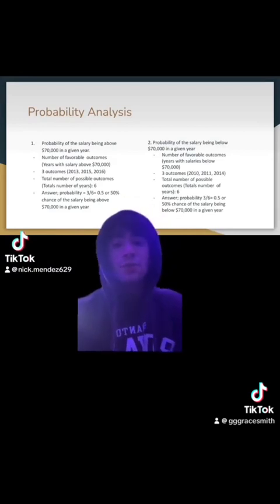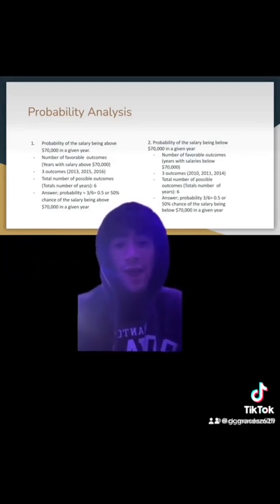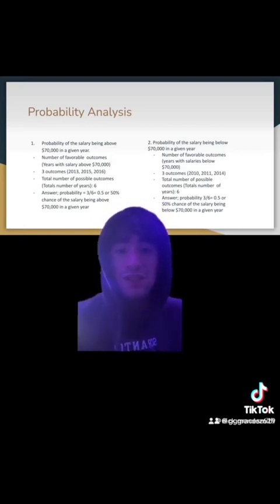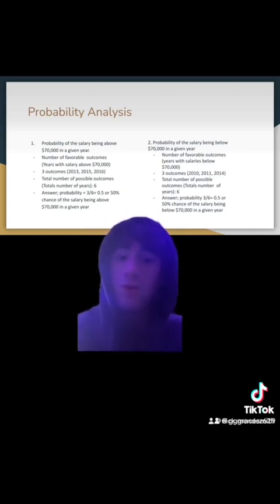I will be talking about the probability analysis of the RN salary. The first one is the probability of the salary being above 70,000 in a given year. There are three outcomes within the numbers: 2013, 2015, and 2016. The total number of possible outcomes is 6. With the math, the answer is 3/6 or 0.5 or 50%.